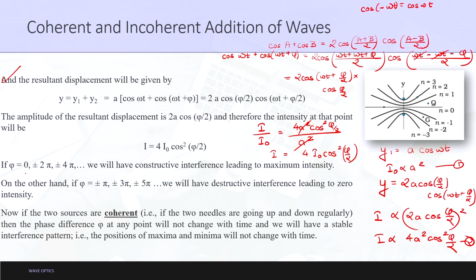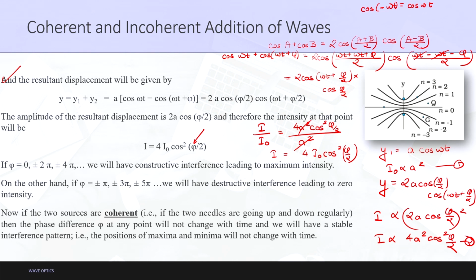If phi is equal to 0, plus minus 2 pi, plus minus 4 pi, we will have constructive interference leading to maximum intensity, quite evident. So when we calculate cos squared of 0, pi, 2 pi etc., it will be plus minus 1 squared, and hence it will be 1 only. So we will get I equal to 4 I naught, which is the maximum intensity that can be obtained.